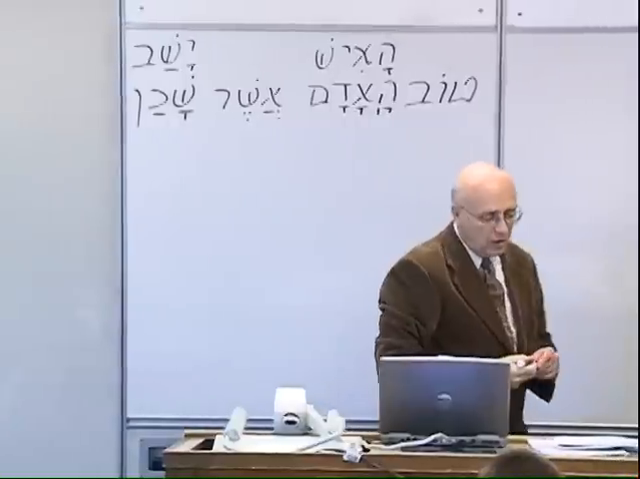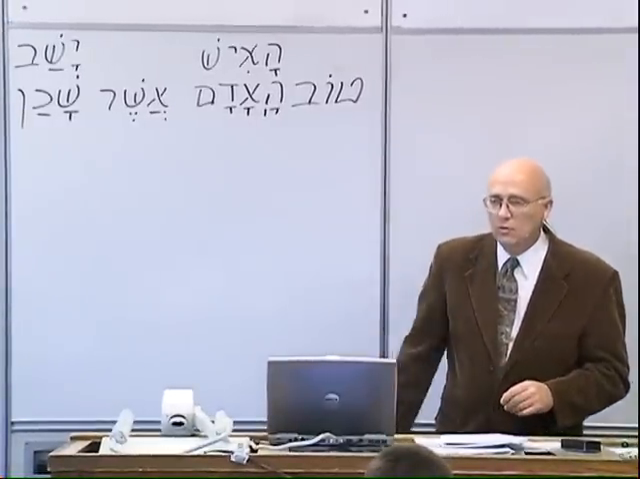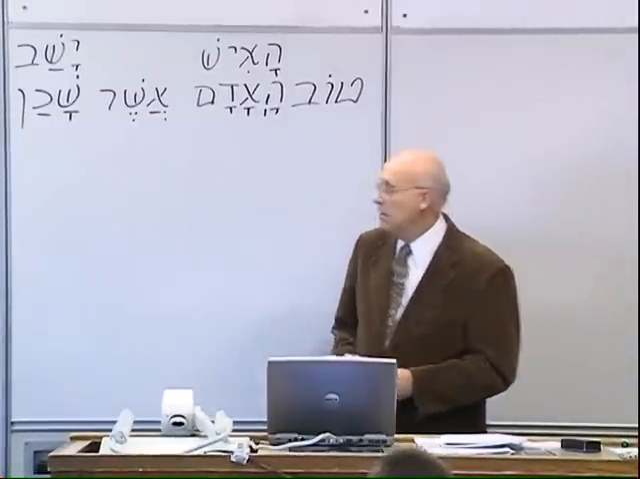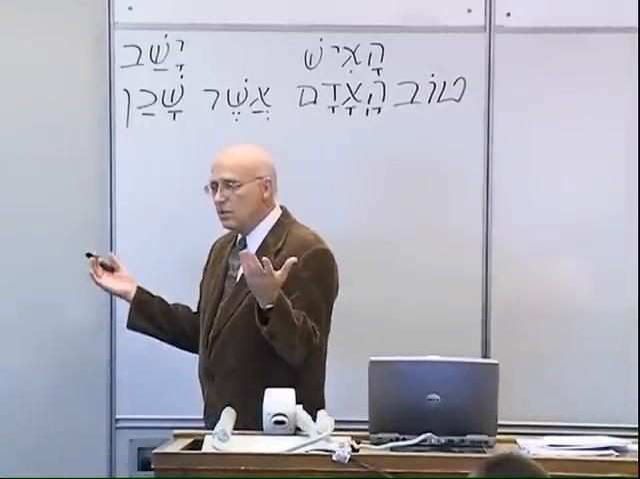Now, what are we next told about the dwelling? Where did he dwell? In the city. In the city. How do we say in?